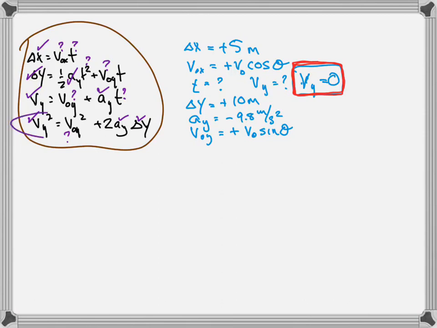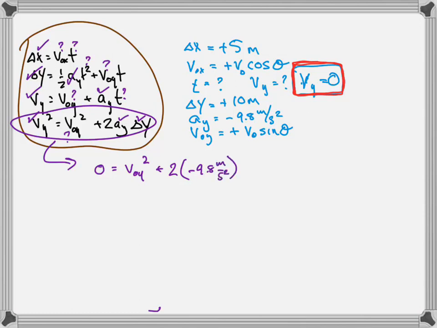And so I'm just going to go ahead and use the fourth equation and say Vy squared equals V0y squared plus 2 times minus 9.8 meters per second squared times delta y plus 10 meters. So therefore, V0y is equal to plus or minus 14 meters per second, and we're going to keep the positive one and say the negative one is not physical in this case because up is positive, we're throwing it up. Okay, 14 meters per second.